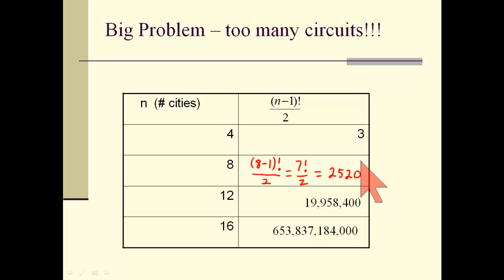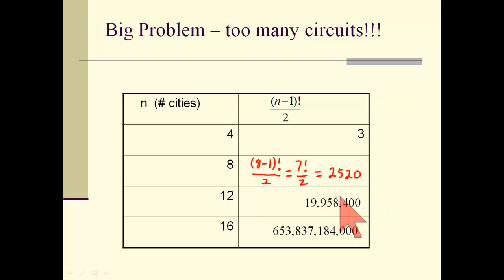Well, 8 is not that much bigger than 4, but 2,520 is certainly a lot bigger than 3. I can do this problem by hand, but I really don't have much urge to do this problem by hand and look at over 2,500 possibilities. And if we went to 12 cities, now it's getting just totally ridiculous. Almost 20 million possibilities to look at. 16 cities, 653 billion possibilities.